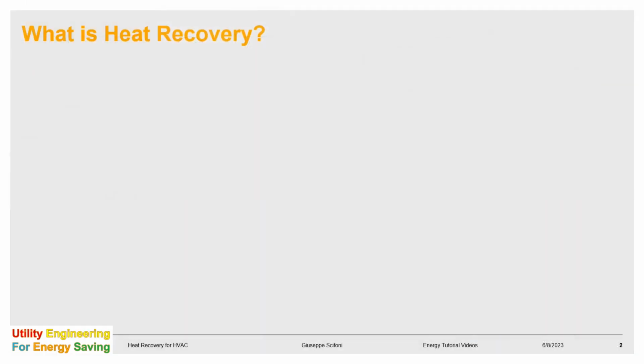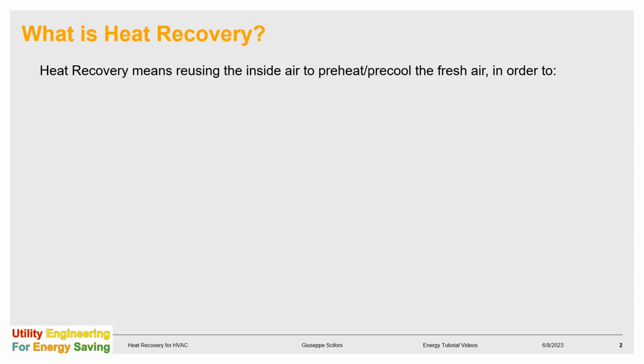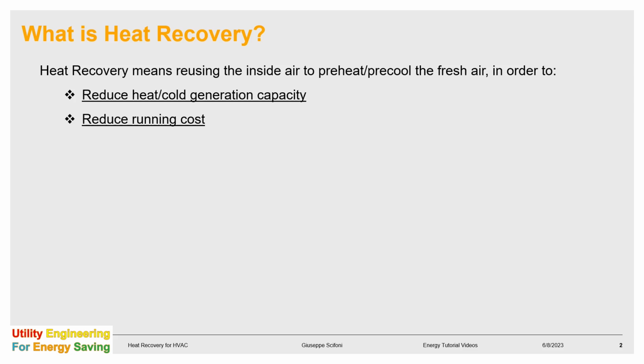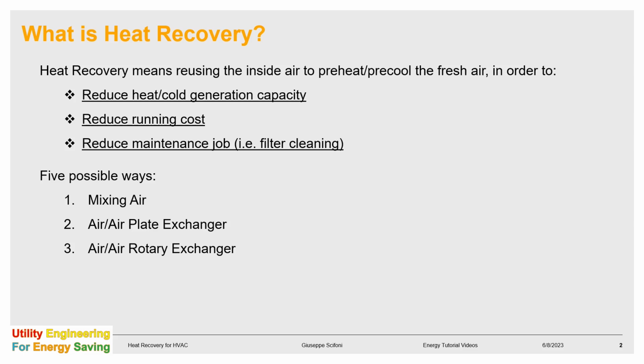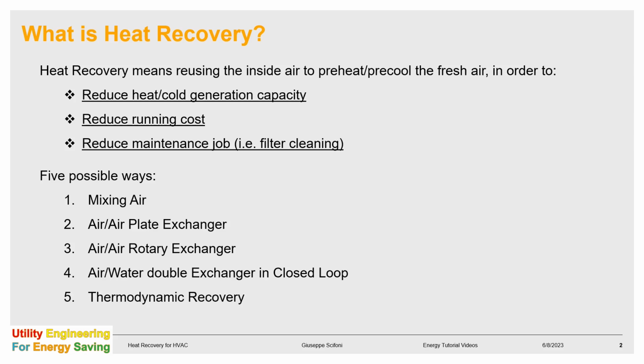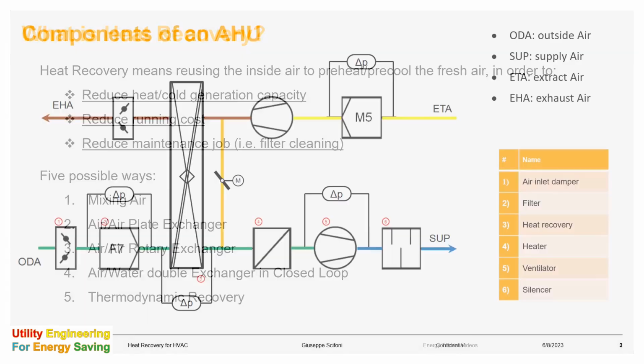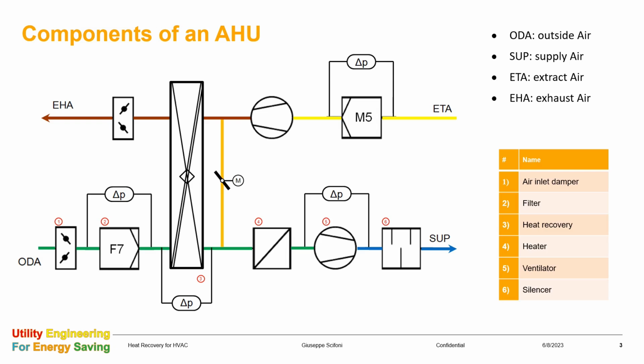What is heat recovery? Heat recovery means reusing the inside air to preheat or pre-cool the fresh air in order to reduce the heat cold generation capacity, reduce the running cost, reduce the maintenance job, for instance, for filter cleaning. There are 5 possible ways. First, mixing air. Second, air-air plate exchanger. Third, air-air rotary exchanger. Fourth, air-water double exchanger in closed loop. And fifth, thermodynamic recovery.